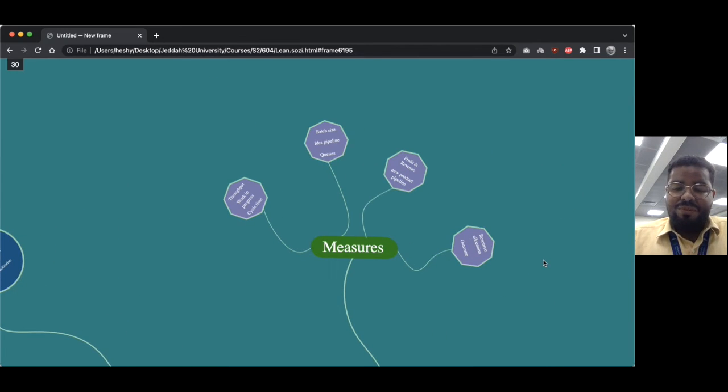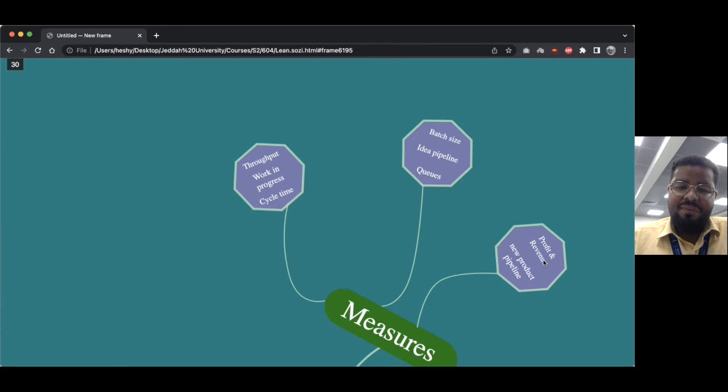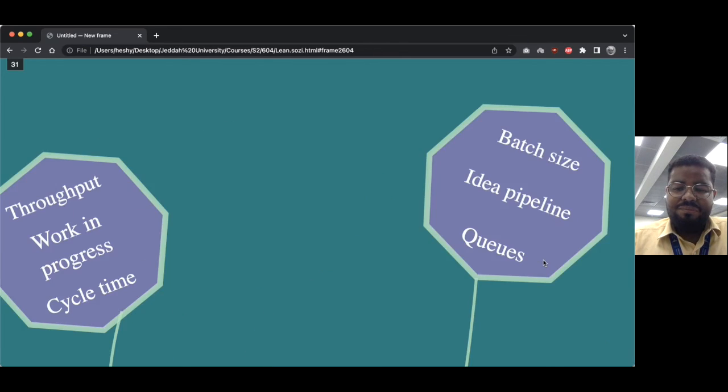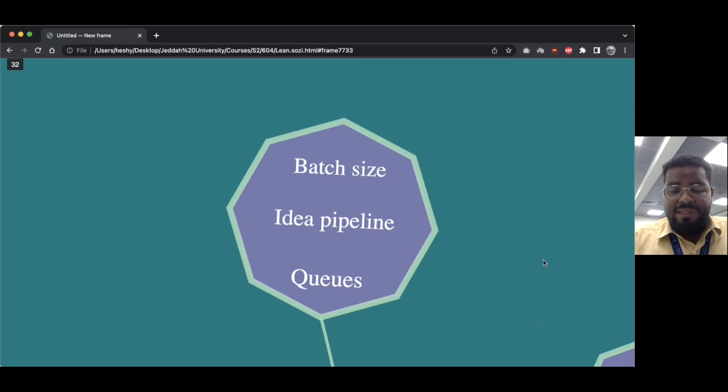Finally, we have measures to see how we are progressing. Throughput: how much the resources are consumed, what the quantity of work in progress is, how long each cycle is taking, what the batch size is, and how your ideas are flowing, do you have many or few, and what the tasks in queue are.